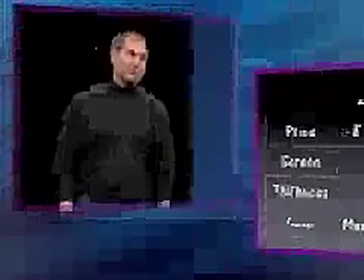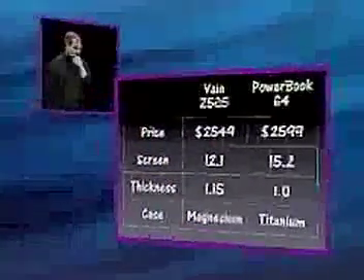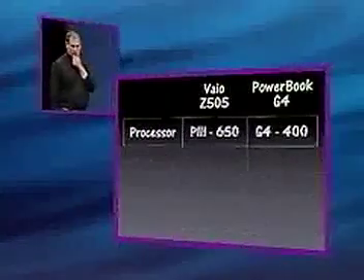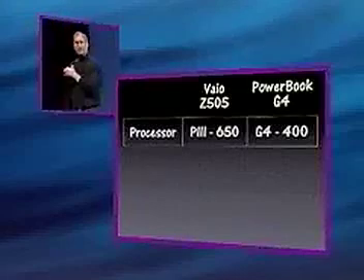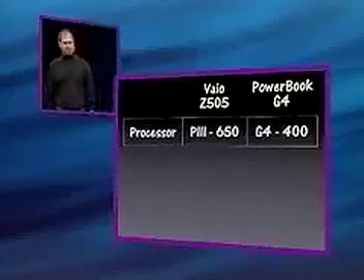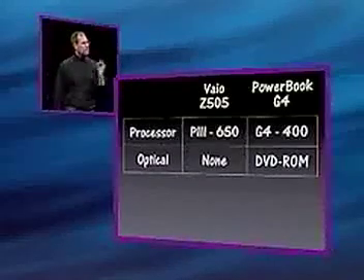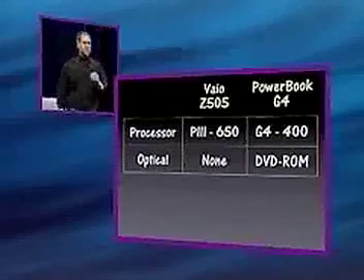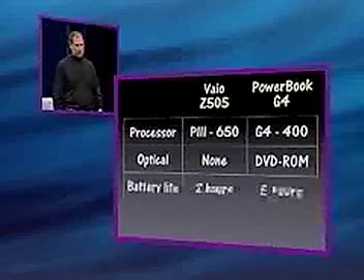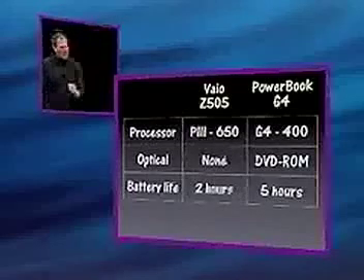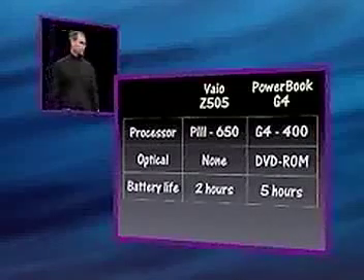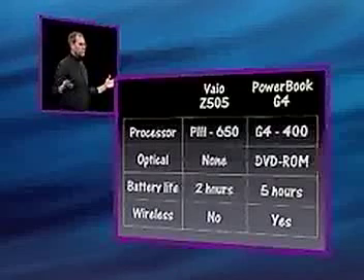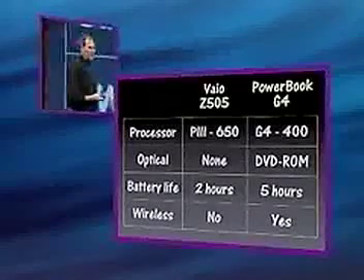And of course, they're made out of last year's material. They have a P3 running at 650. We totally toast them with our G4. They have no optical drive. For $50 less, they have none, not even a CD, none. We have a slot-load DVD built in. Battery life, 5 hours versus 2 hours. And no wireless options. PowerBook G4 is wireless ready, just pop in an AirPort card.